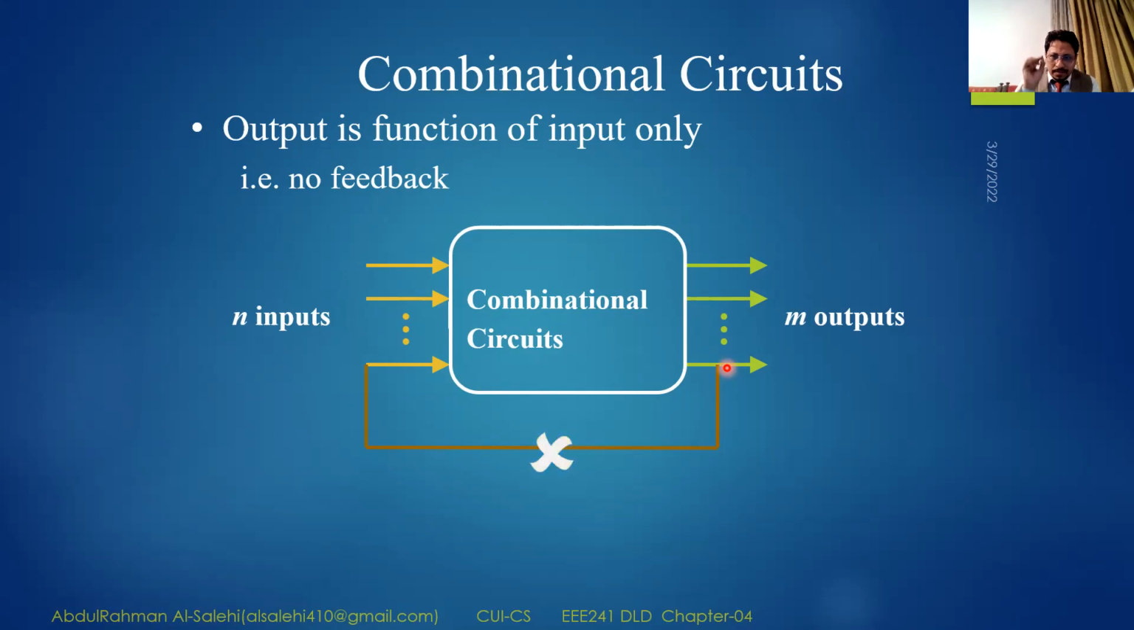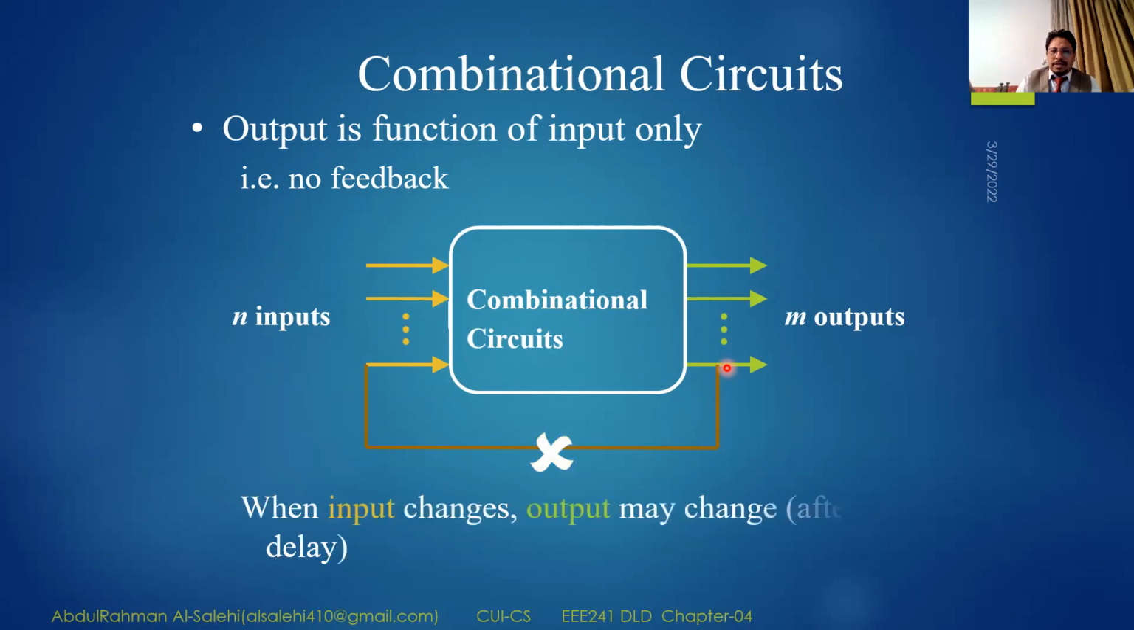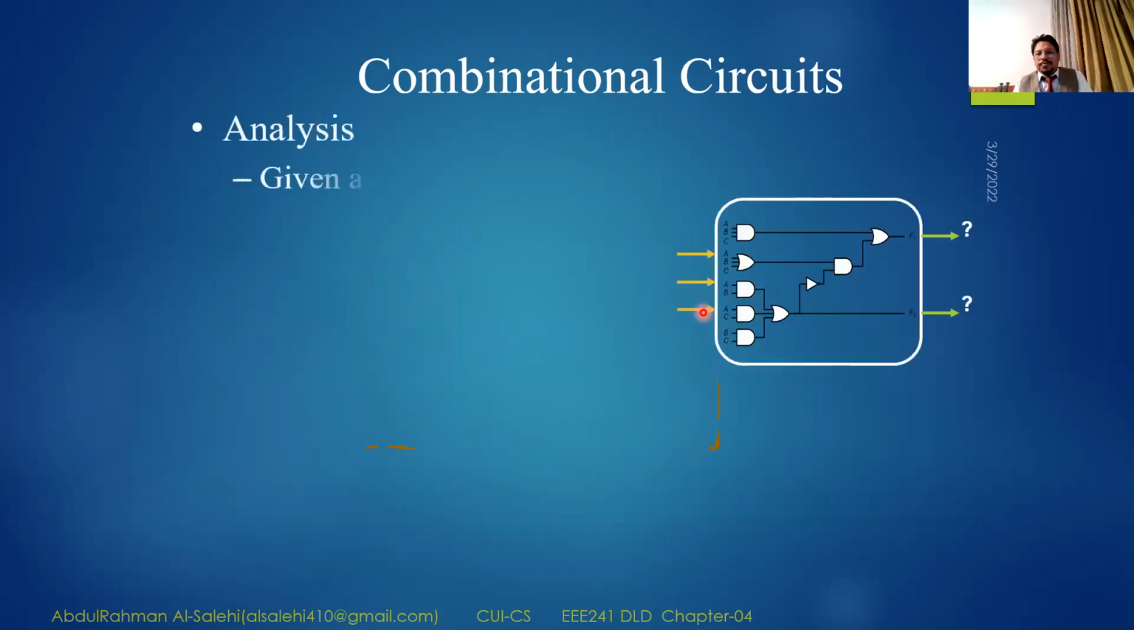But in this chapter, we are going only to focus upon the combinational circuits. When input changes, output may change after a delay only, just because the propagation delay for the bit to be transferred from the input to output is the only difference between input and output, as there is no part of the output to come back to the input.